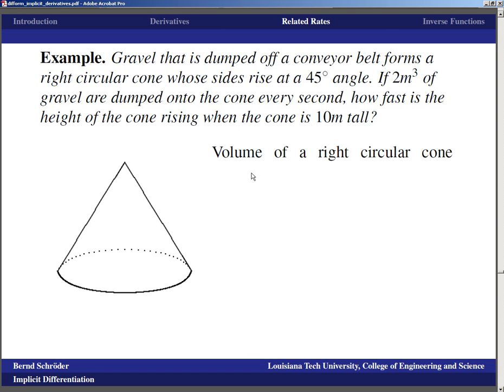And so the volume of a right circular cone, that's one of those formulas that I always prefer to piece together.